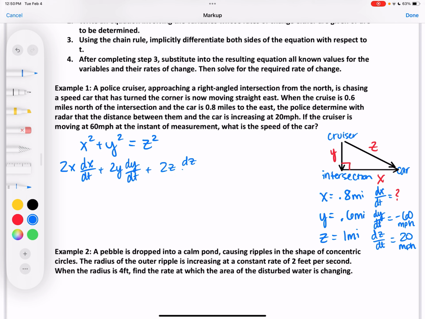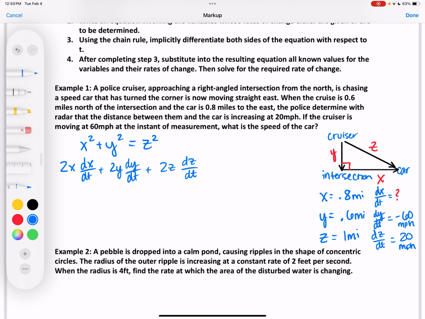I was going to write 2x x prime. Would that have been the same thing, technically? Well, we need to specify because there's not a t in here. When we did implicit differentiation before, we would do dy/dx, or we would write it as y prime, but it was clear that we were doing it with respect to x. Since there's no t here, we need to write them as the actual rate.